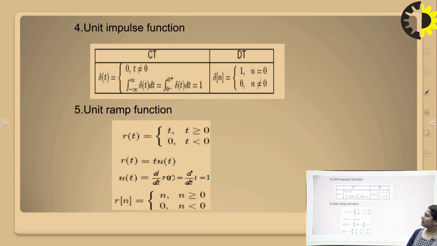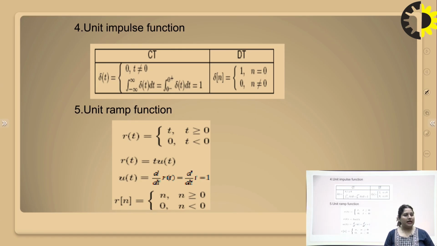Unit impulse function, which is represented by delta(t), and delta(t) is equivalent to 1 for t equivalent to 0, and 0 otherwise, or we can have a relation property that is integral from minus infinity to infinity of delta(t) dt is equivalent to 1. Similarly, for discrete time, we have delta(n) equivalent to 1 for n equivalent to 0 and 0 everywhere else.